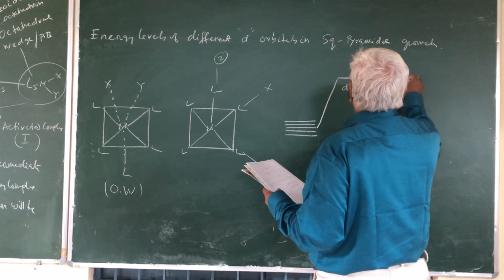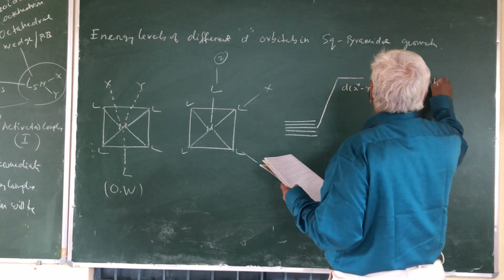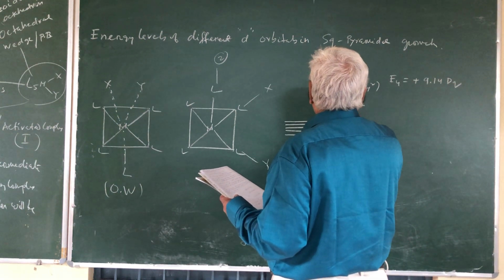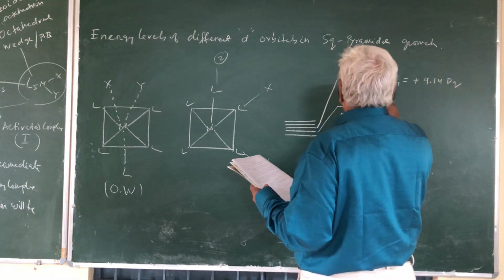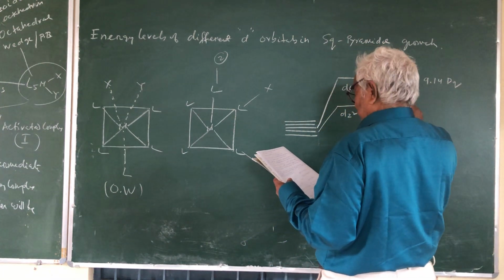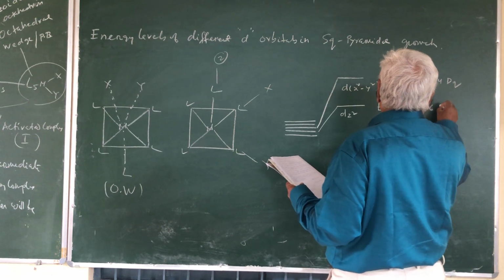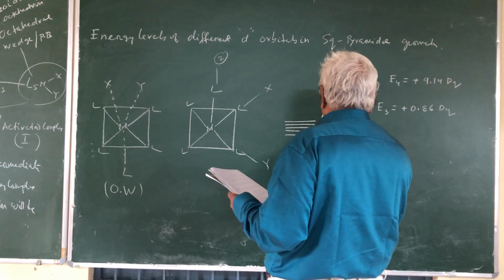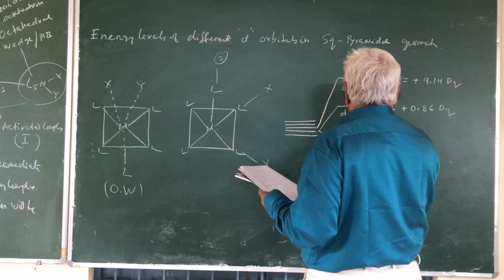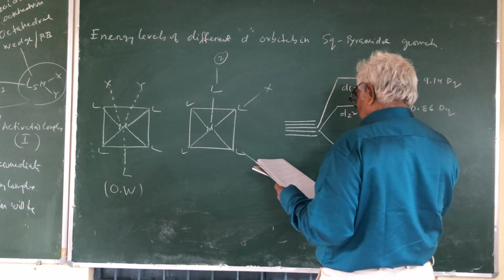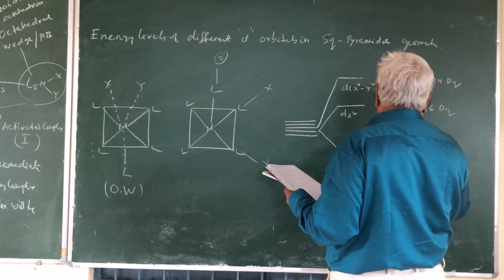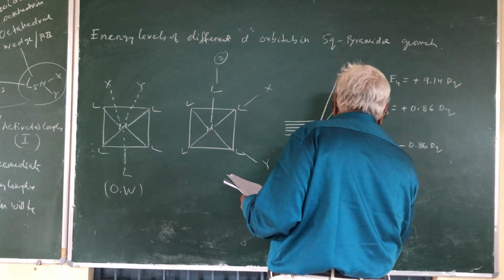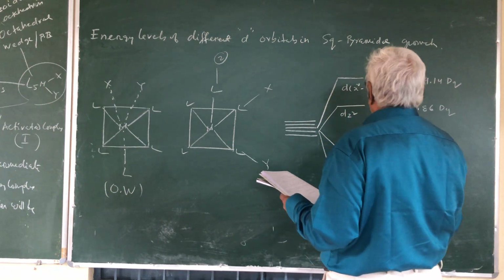Energy plus 9.14 Dq, then comes dz2, the energy of the electron here. 0.86 Dq, then comes dxy, energy of e minus 0.86, then dyz, dzx energy e1.